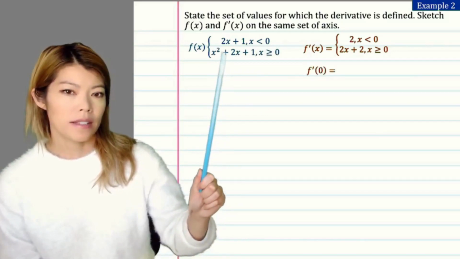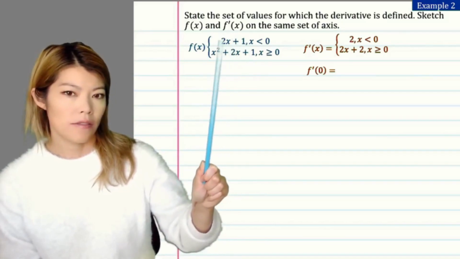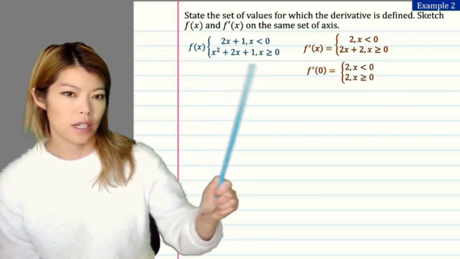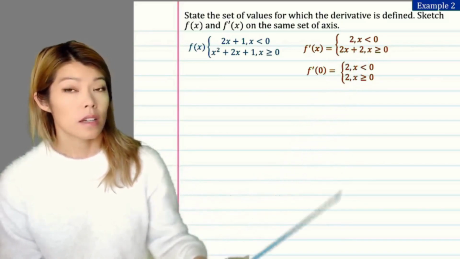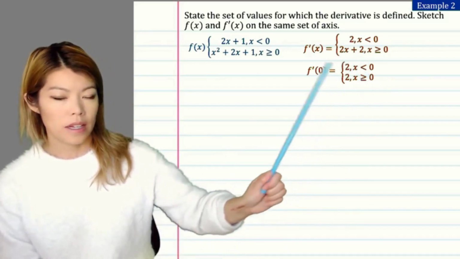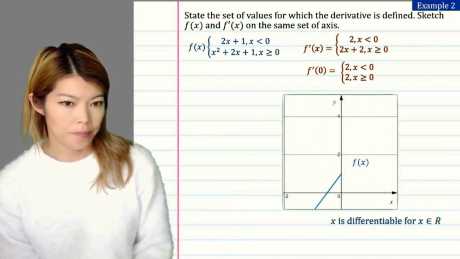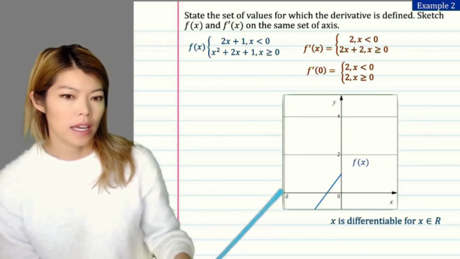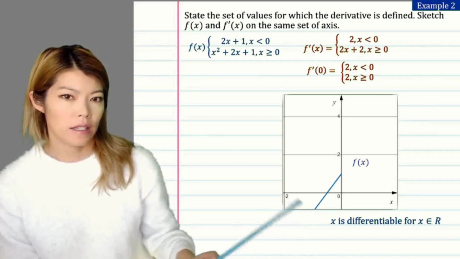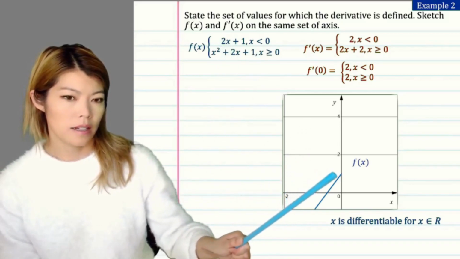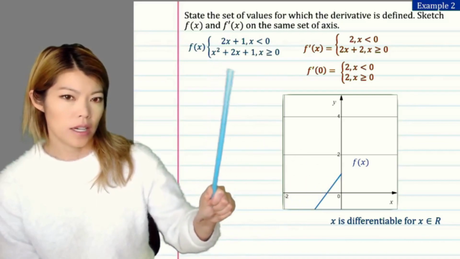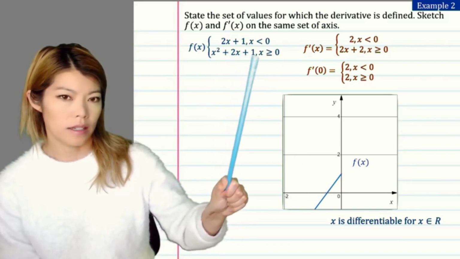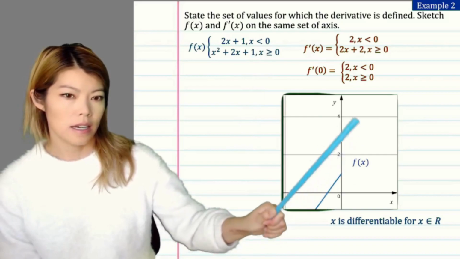Now, for the derivative at 0, we have to check. For up here it is 2. For down here, when x is 0, we have 2. So it is continuous. So the domain doesn't really change, and it doesn't matter because it's differentiable at that point. So let's sketch it. So for f of x, 2x plus 1, it looks like that. Positive gradient, intersect at 1. Then the quadratic, when x equals 0 we have an intercept of 1. So it starts here and it curves.